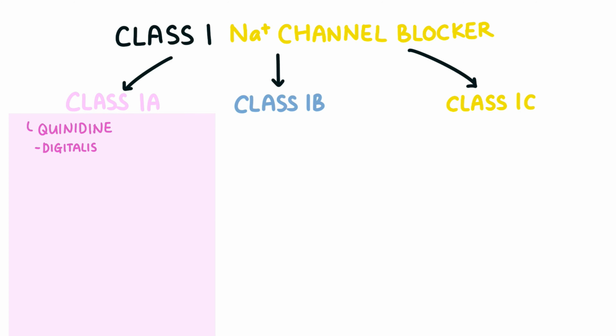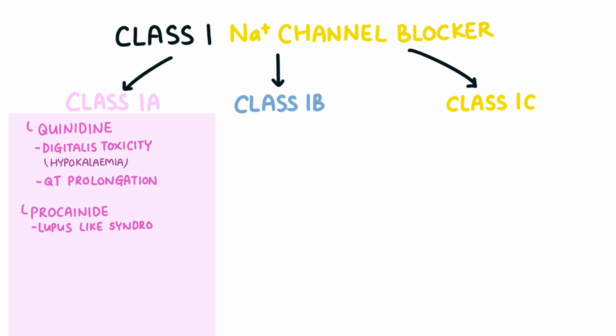Quinidine potentially causes digitalis toxicity, especially during hypokalemia. It also carries a significant risk of QT prolongation. Then procainamide. A key side effect to remember for procainamide, especially with long-term use, is the risk of a lupus-like syndrome. Symptoms are such as flu-like symptoms, joint and muscle pain, chest pain, and skin rashes.